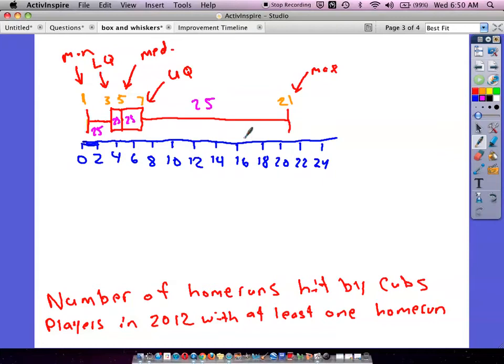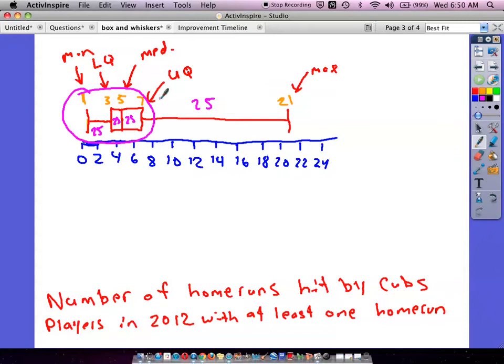So basically, when we take a look at this graph, it should jump out to you that most of the graph is on the left-hand side. That's saying that 25, 50, 75% of the players that hit one home run or more have 7 or fewer. That means that the Cubs didn't hit very many home runs. Only 25% of those players hit anywhere from 7 to 21. So when you see a graph that's skewed to the left, that means a lot of the numbers were low. Make sure that's something you keep in mind.